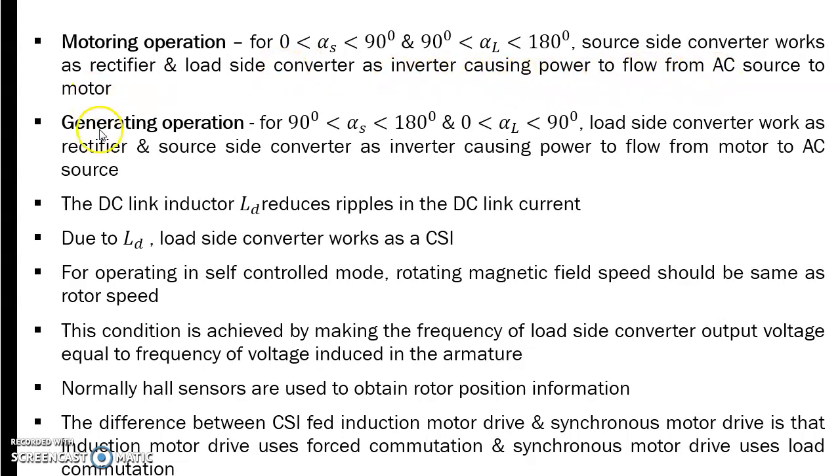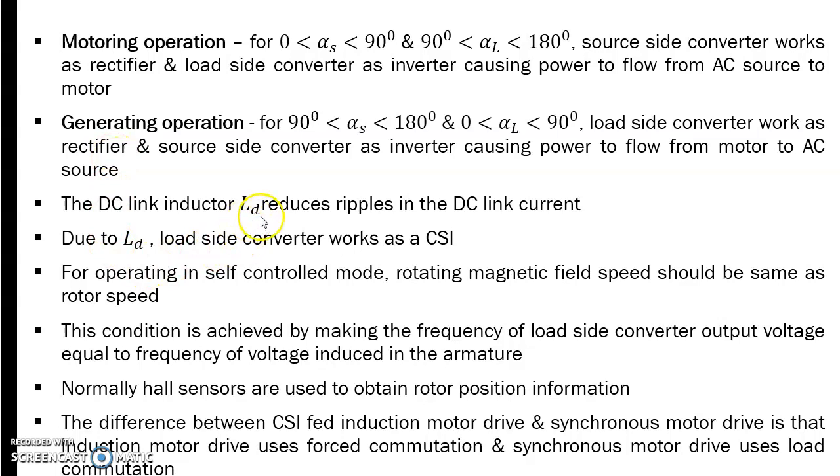Similarly, in generating operation, alpha S is 90 to 180 degrees and alpha L is 0 to 90 degrees. Then the load side converter works as a rectifier and the source side converter acts as an inverter. Power is now flowing from the motor to the AC source. That is generating operation or braking operation.